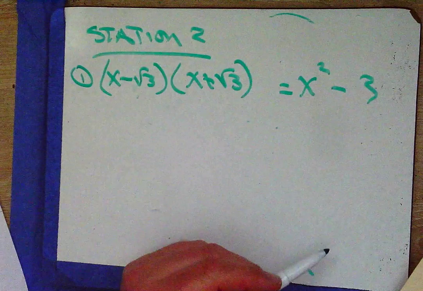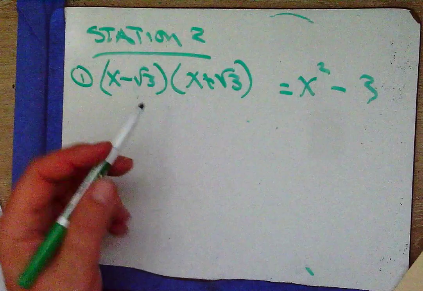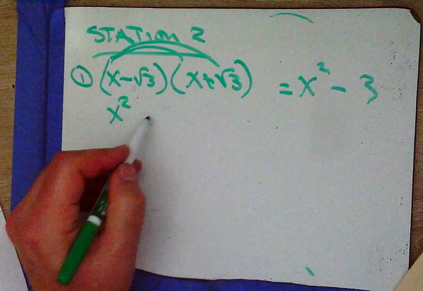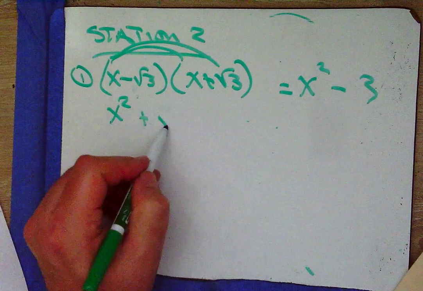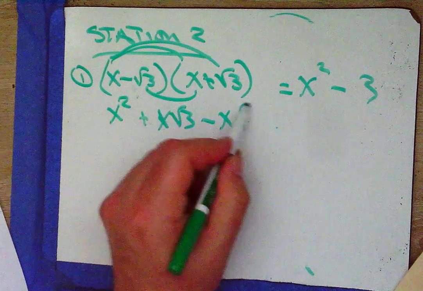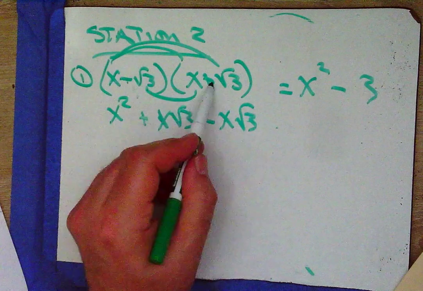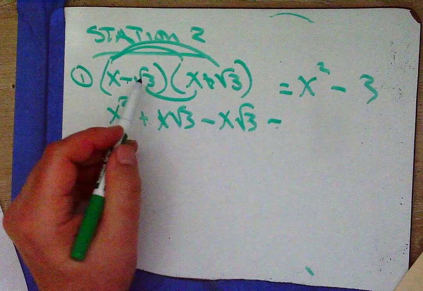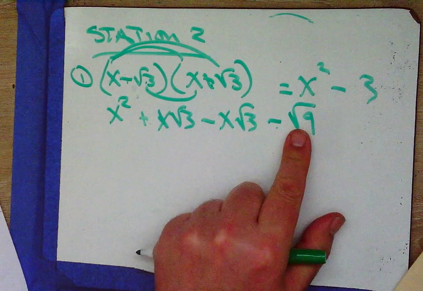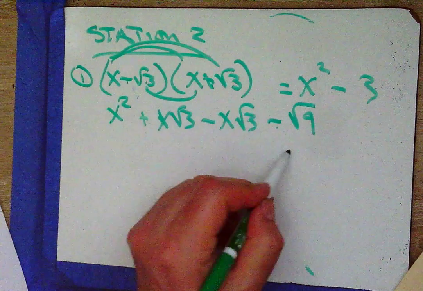If I don't know that pattern, then I have to FOIL. So I'm going to have x times x. I'm going to have plus x root 3, and then here's minus x root 3. And then negative times positive is negative. Root 3 times root 3 is root 9. And what is the square root of 9? Well, the square root of 9 is 3.